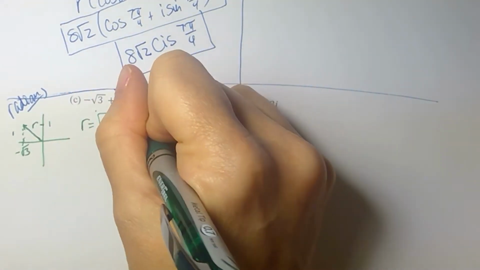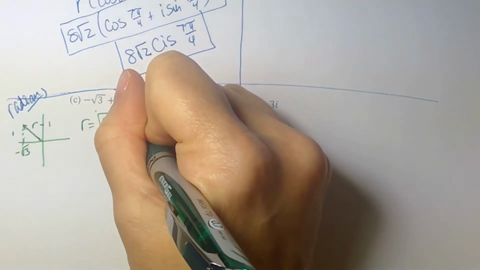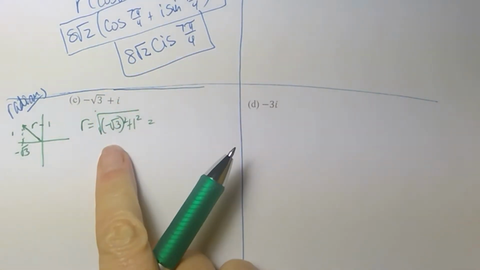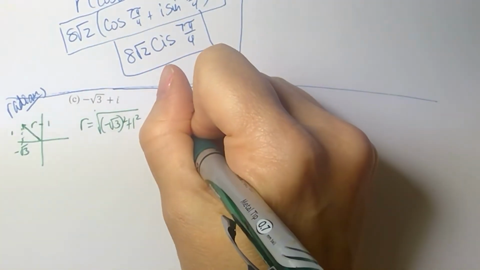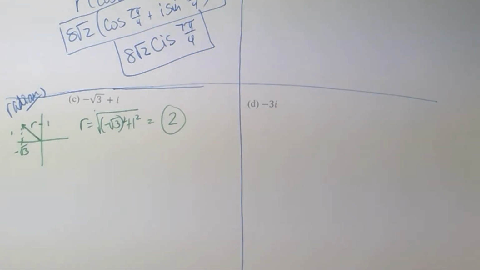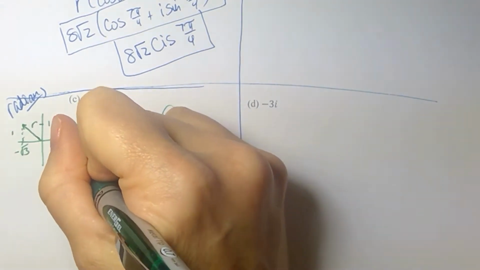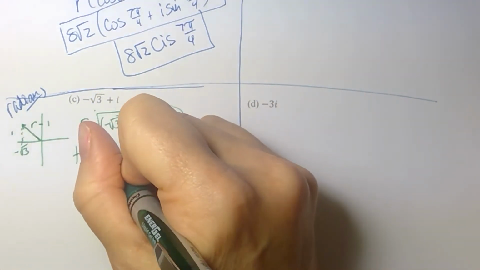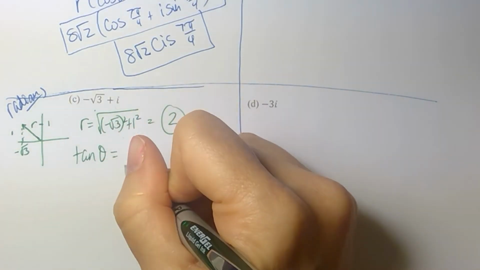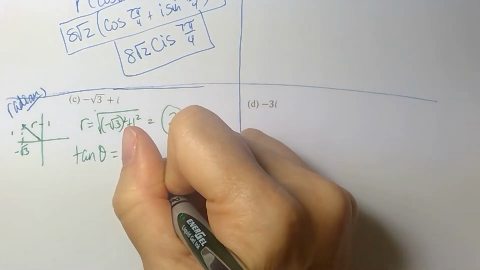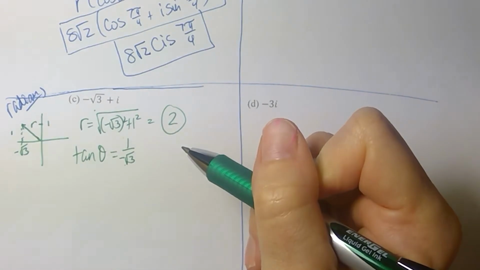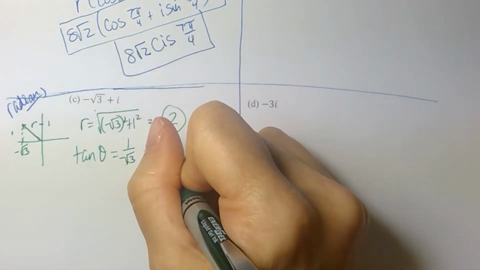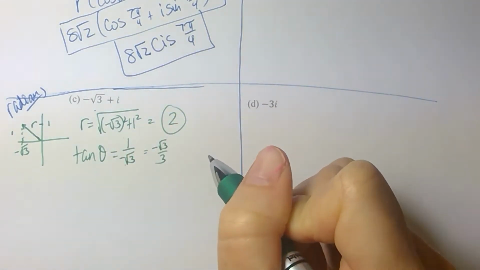R is the square root of negative square root 3 squared plus 1 squared. Well, negative square root 3 squared is 3, plus 1 is 4, and the square root of 4 is 2. So r is 2. Then to figure out theta, because I have to know both r and theta, I put y over x. In this case, y is 1 and x is negative square root 3, which would be the same thing as negative square root 3 over 3.